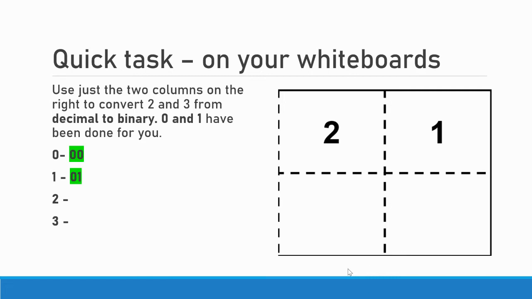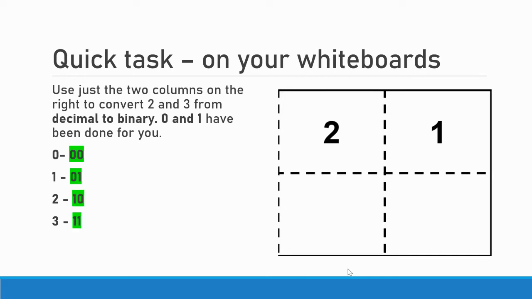Hi there. So today we are going to go over binary addition. Now, to start going over binary addition, I'm going to ask you to write down somewhere on a scrap bit of paper the binary equivalent to 0, 1, 2, and 3. So just using those first two columns, 1 and 2, how do you make the number 2 and how do you make the number 3? I've already done 0 and 1 for you.